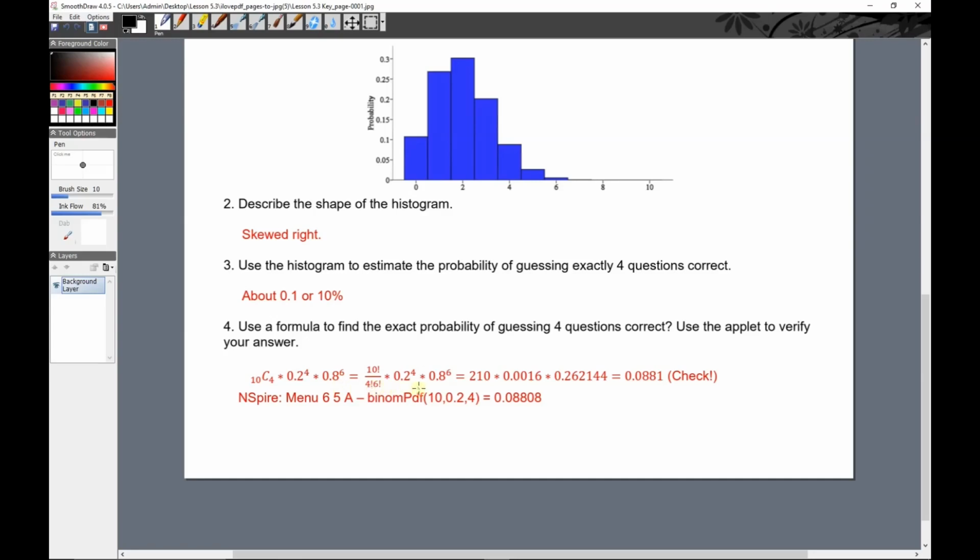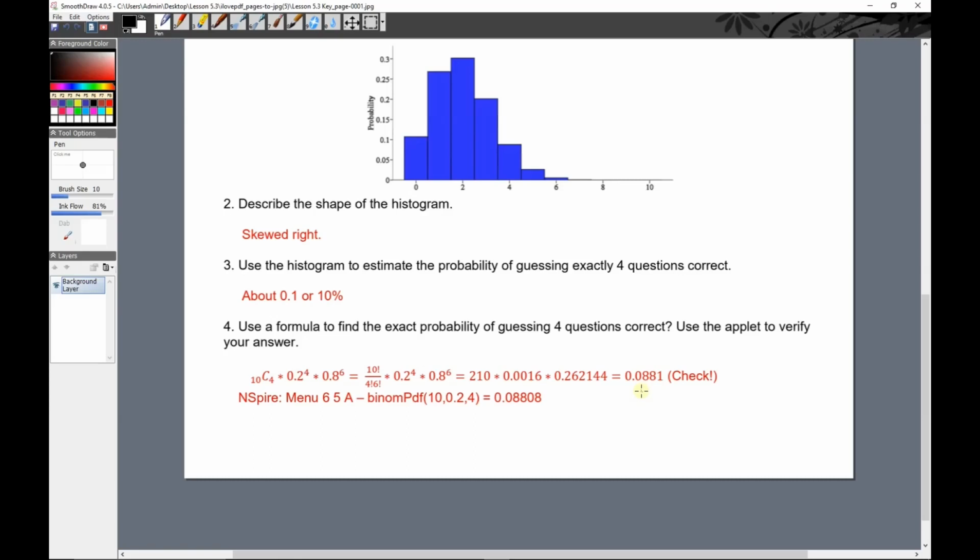All right, so here it is, the combinations, and I'm going to show you combinations on the calculator in a kind of easier way, but they do come to 210. Then 0.2 to the 4th is 0.0016, and then 0.8 to the 6th is 0.262144. And if you multiply the 3 together, you get exactly what we saw in the applet.